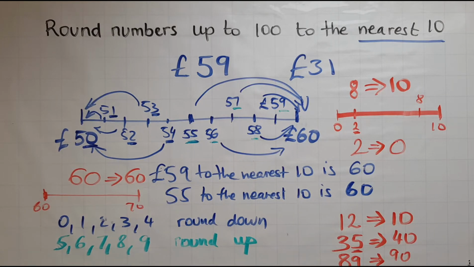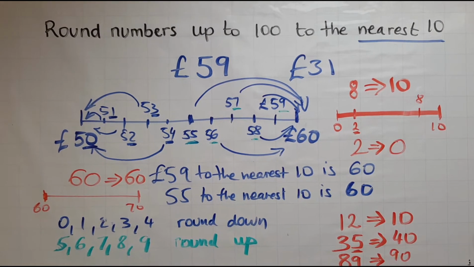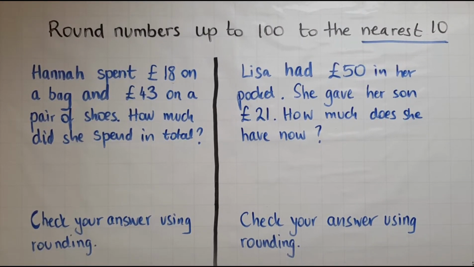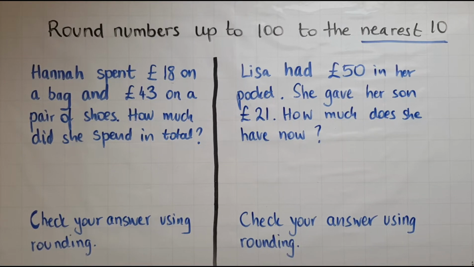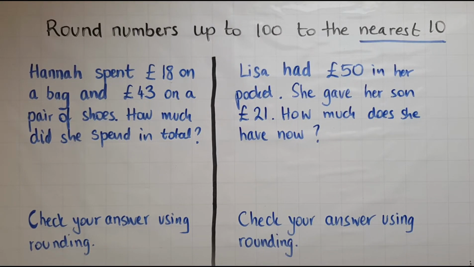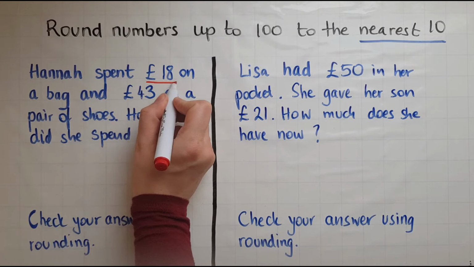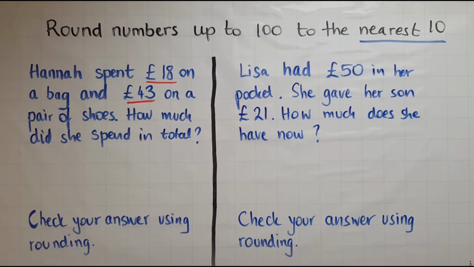So this is how you round numbers up to 100 to the nearest 10. We'll now look at a couple of examples of rounding numbers to the nearest 10 and how to check your answers using rounding. So we've got Hannah spent £18 on a bag and £43 on a pair of shoes. How much did she spend in total? So the key word there is total. And we know when we're looking for the total, we're adding things together. So how much is that in total?